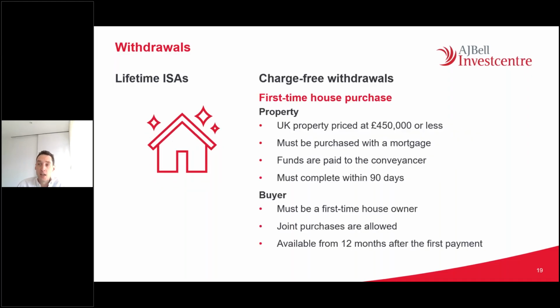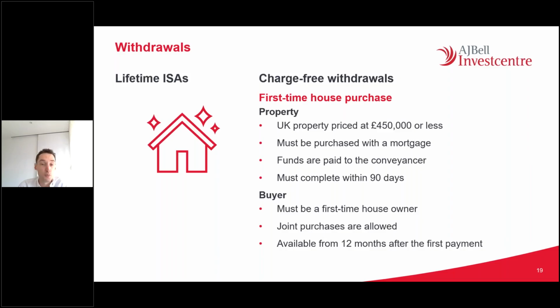So the main charge-free withdrawal we see at the moment is for the first-time property purchase. That's kind of the main selling point of lifetime ISAs at this stage, helping individuals to get on the property ladder. The requirements for that are: the property itself has to be based in the UK and it must be priced at £450,000 or less. That limit's been in since lifetime ISAs were introduced in 2017, so that's been talked about as being potentially a bit low now as house prices increase. So providing it's less than £450,000, you can use your lifetime ISA to help fund it.